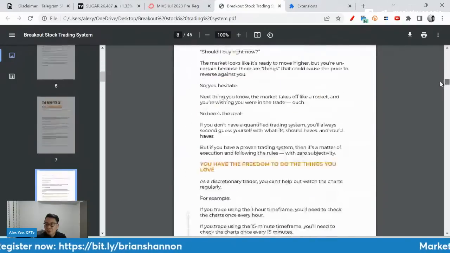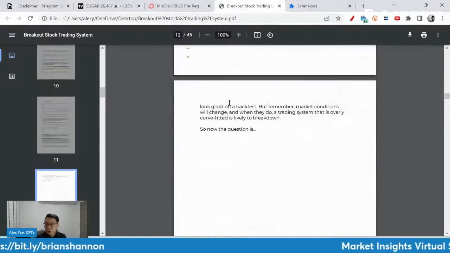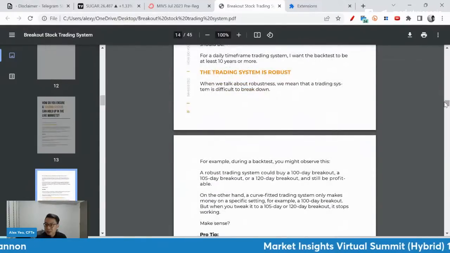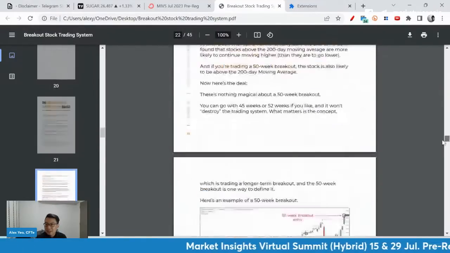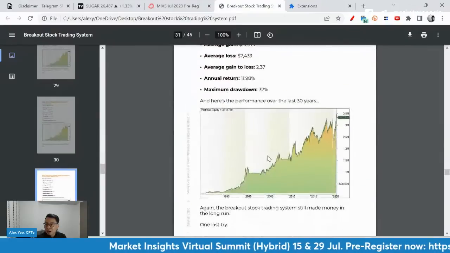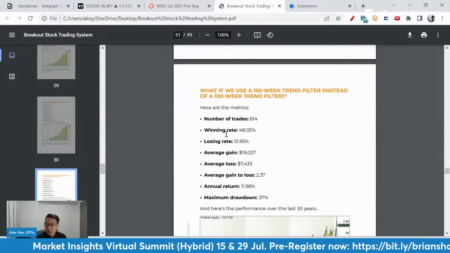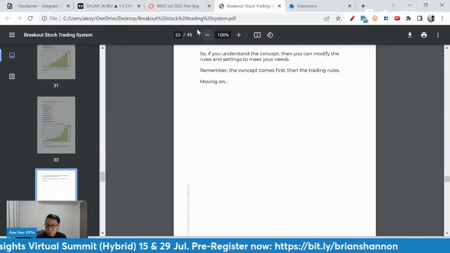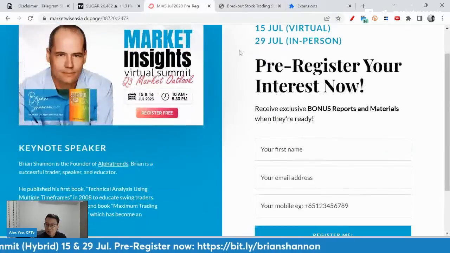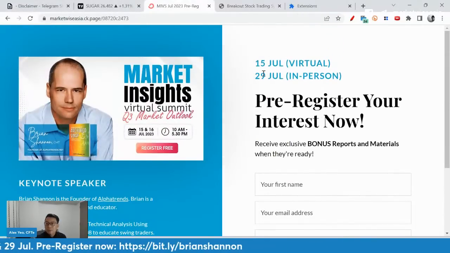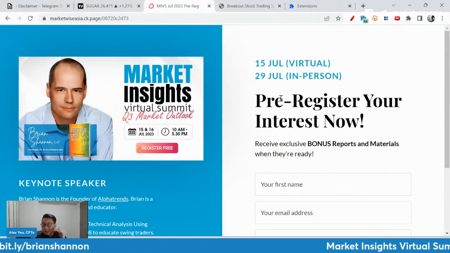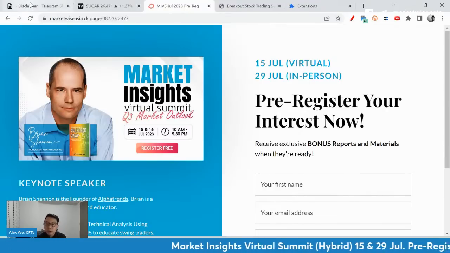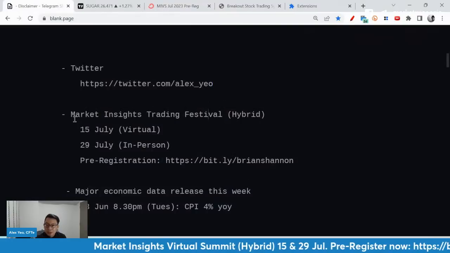You can see that there is a lot of content here. The strategy he mentioned is inside, and there's some backtesting, the results, the number of winning trades and such. So do pre-register and you get this book for free. Of course, if you do it now, you won't get it yet, because I have to prepare it. Once it is ready, I will send it first to those who pre-register for this event. I'll post the link in the comments.